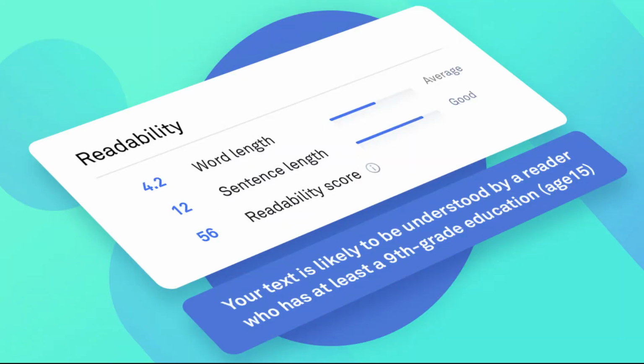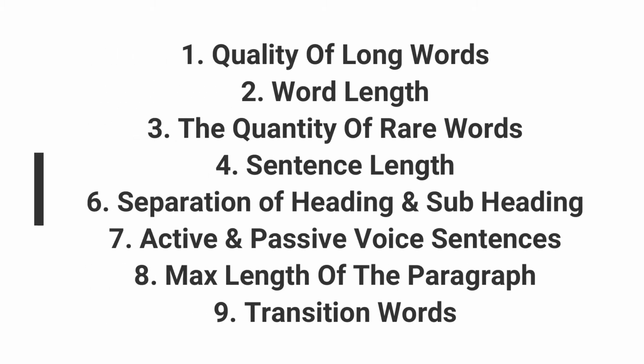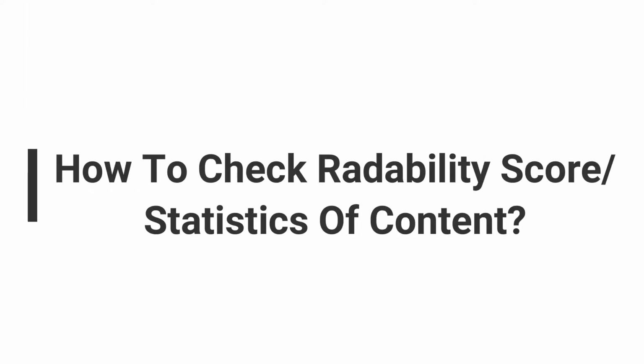Most equations calculate readability score based on estimations, for example, the number of long words, word length, the number of rare words, sentence length, separation of heading and subheading, active and passive voice sentences, max length of the paragraph, transition words. Next is how to check readability score statistics of content.